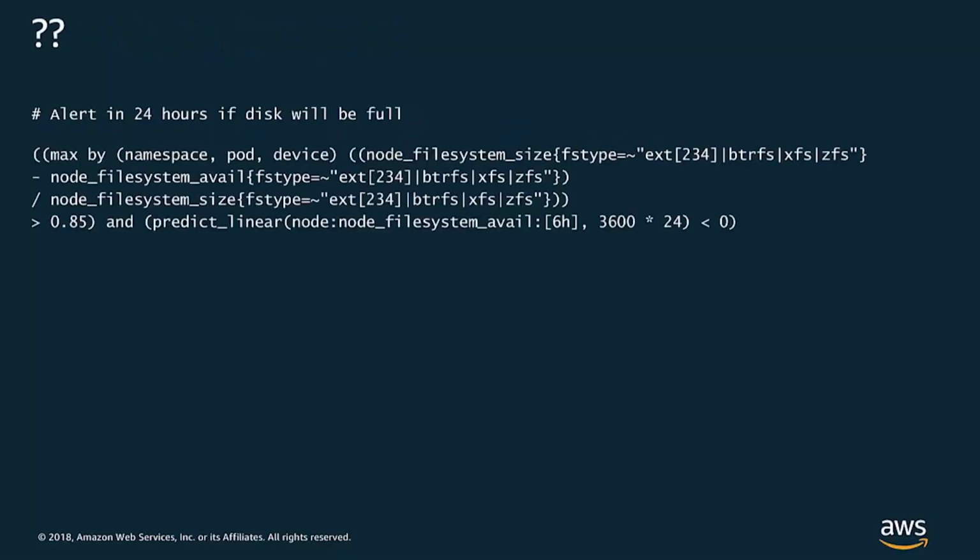And so this is a fun one. If the comment wasn't there, I think it would probably take you a little bit to figure out what's going on, but it's actually an expression that is used in an alert that will alert you in 24 hours if a disk is going to be full. So it does a linear prediction, and then using Prometheus Alertmanager, you get an alert 24 hours before your disk is predicted to be filled up, which I think is pretty cool.